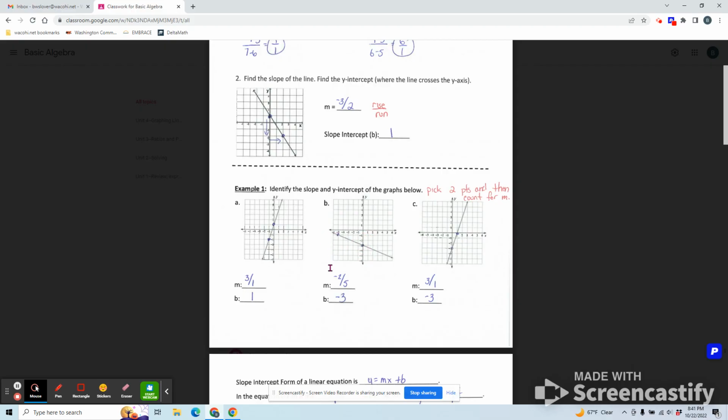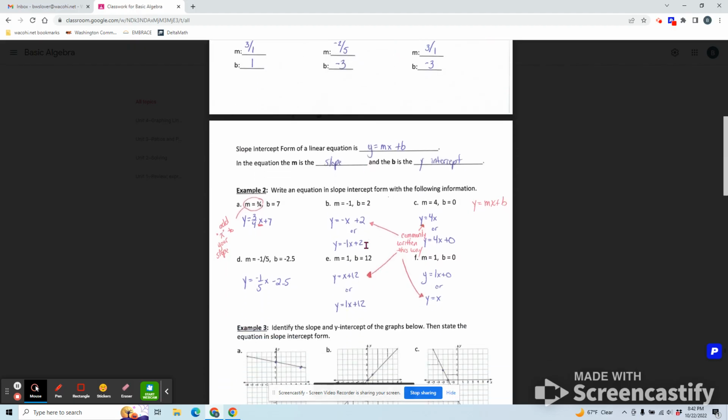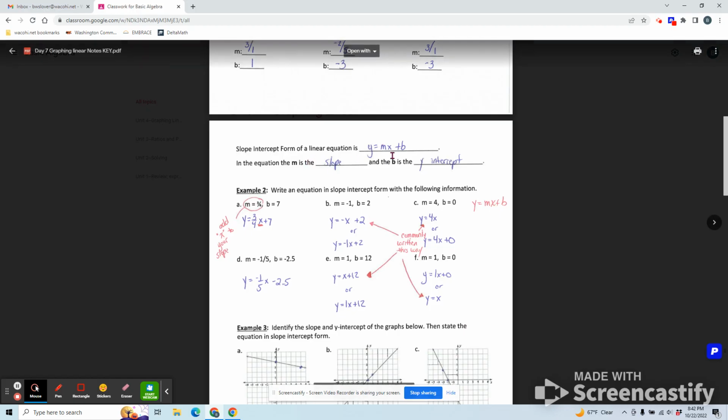Because it's down, that's negative. Going to the right is positive. So -2/5, leave it as a fraction, and then my y-intercept was -3. So that was practice on identifying the slope and the y-intercept. Our slope-intercept form is y equals mx plus b, where m is the slope and b is the y-intercept.